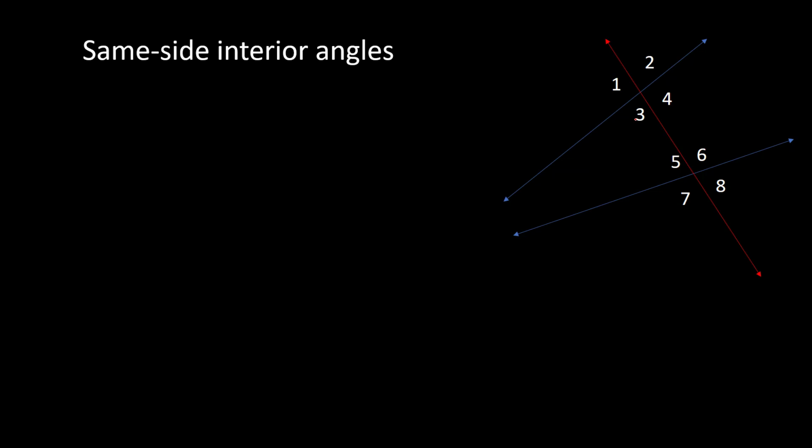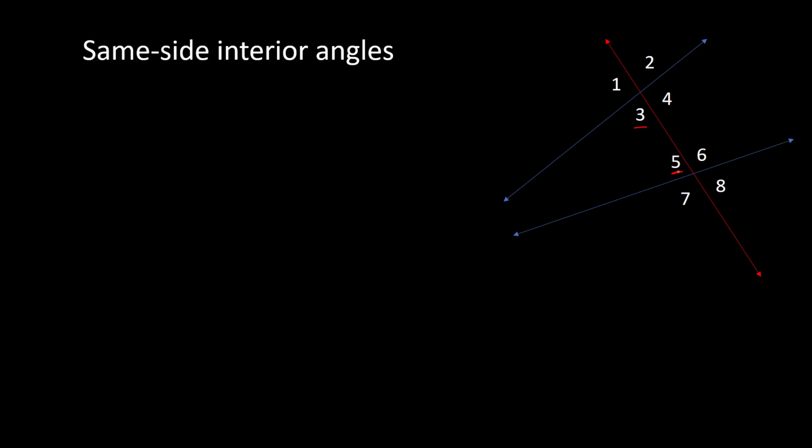Next, we have what we call same side interior angles. Interior means on the inside, so we're looking at angles 3, 4, 5, and 6. Same side means on the same side of the transversal. Looking at angle 3, for example, angle 3 is on the left side of the transversal. To be a same side interior angle, it needs to be on the same side, or the left side of the transversal. So we're looking at angle 5.